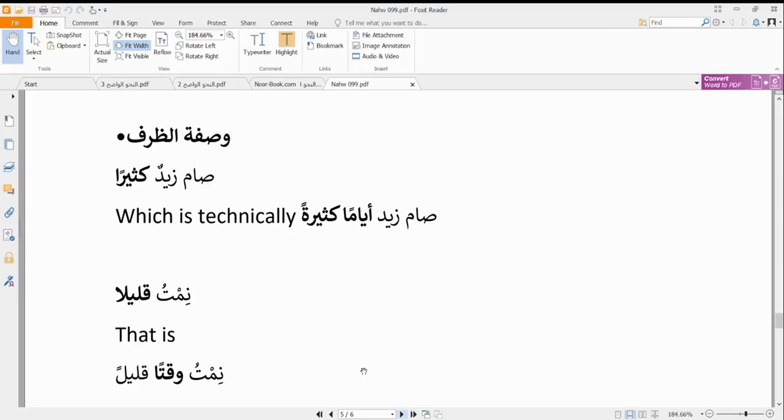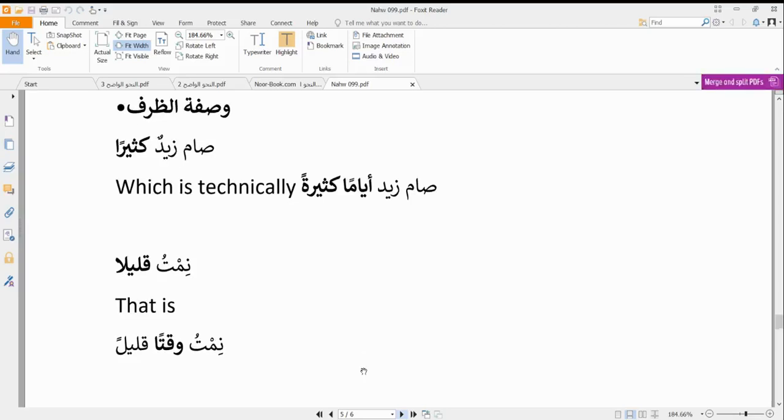We can also have a sifa. For example, Soma Zaidun Kathiran, Zaid fasted a lot. So it tells us the time when the fasting happened, which is a lot of days. Technically we said Soma Zaidun Ayaman Kathiratan, but we didn't say the Ayaman, so we just left only the sifa, and so the sifa starts to function as if it is a zarf in this case. Or Nimtu Qalilan, I slept a little. The little I'm talking about is a little time. I slept for a little time, but we have removed the zarf, and the sifatu of the zarf is now acting as if it is an actual zarf.